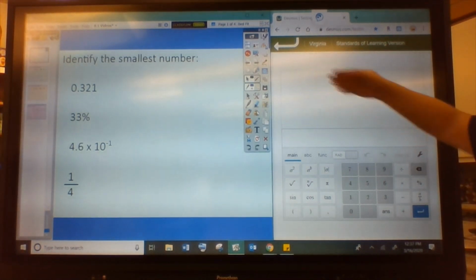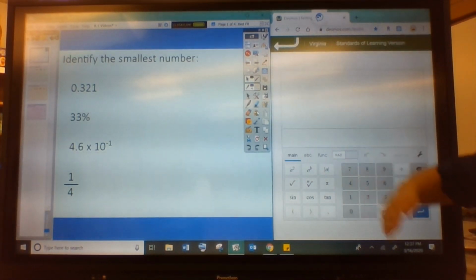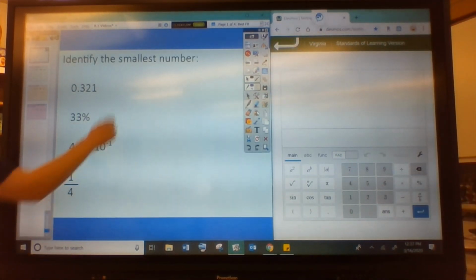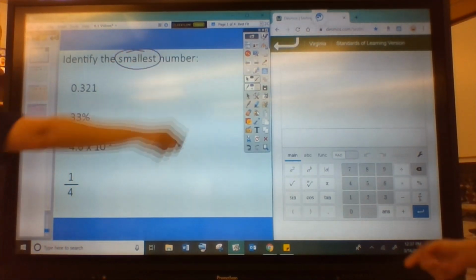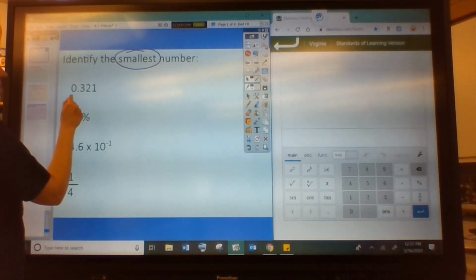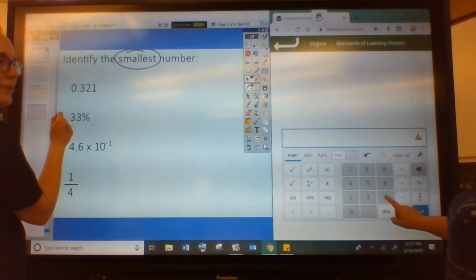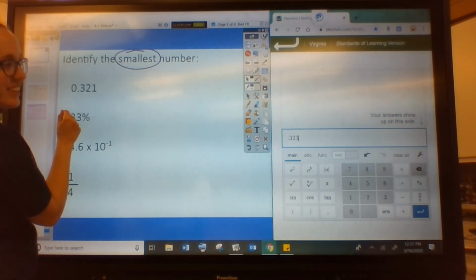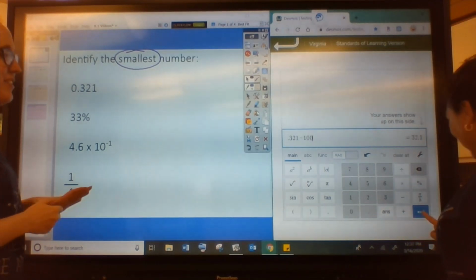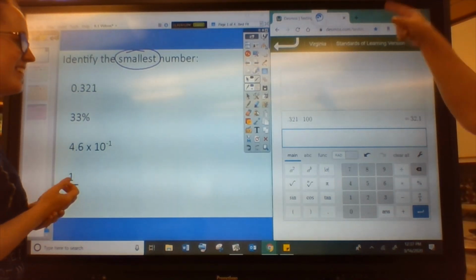We're going to identify the smallest number. So if you're taking a test or the SOL or anything else, you circle smallest. Because you want to make sure you're doing that. And then we're going to make everything a percent that isn't already a percent. That first guy is a what? A decimal? It is a decimal. Very good. And how do we change everything to a percent? Multiply by 100. And that's 32.1%.